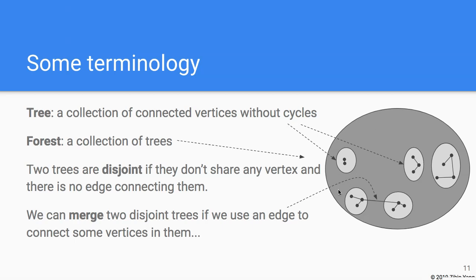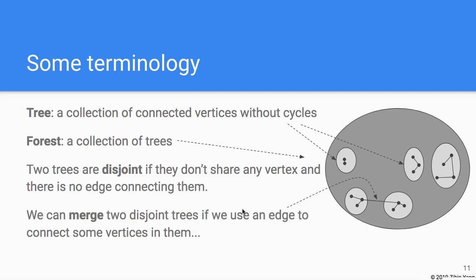Now, two trees, we say that they are disjoint if they do not share any vertex and there is no edge that connects any of their vertices. So any of these trees here are disjoint because, say this tree and this tree, they do not share any vertex and there's no edge between them.